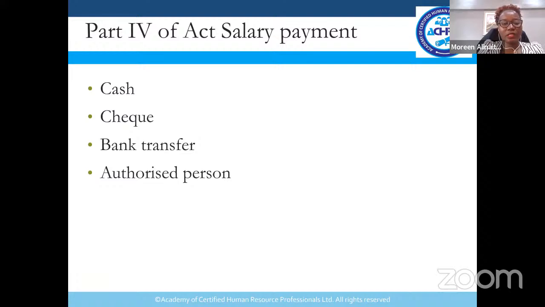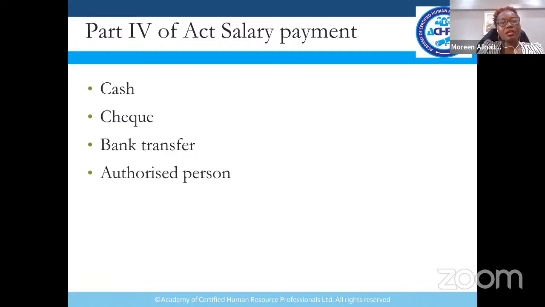Authorized person, now this is, for example, if somebody takes a loan and then authorizes that you can pay the bank, for example, if they take out a salary loan and then authorize that you can pay the bank every month an amount of 5,000 shillings, the bank is considered to be an authorized person to receive the salary.